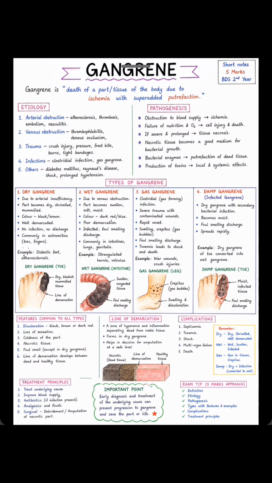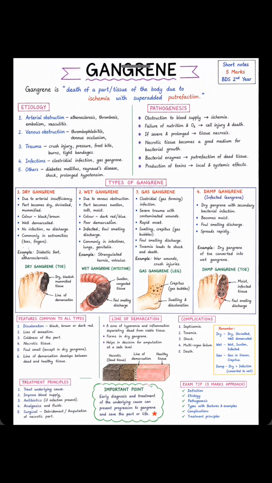Then comes wet gangrene caused by venous obstruction. Because blood can't drain, the tissue becomes swollen, congested, soft, sodden, and dark red or blue. It has poor demarcation, a foul smelling discharge, and infection spreads rapidly. Classic example is the strangulated hernia or volvulus of the intestine. You can see in the diagram.